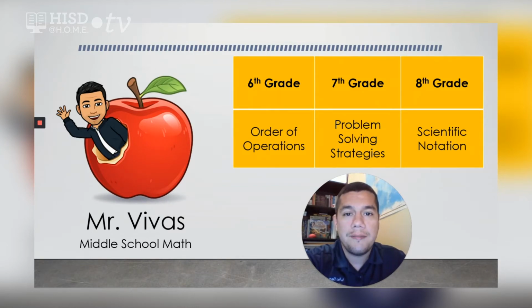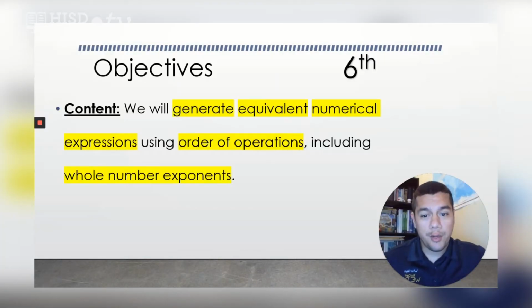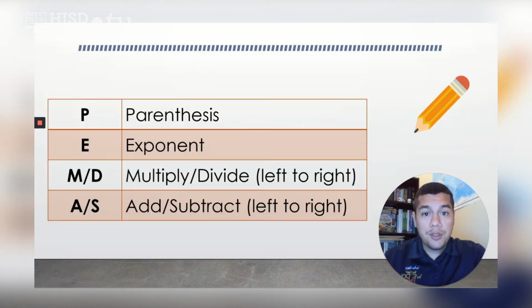Let's get started. For our sixth graders, our objective is we will generate equivalent numerical expressions using order of operations, including whole number exponents. The first thing that we want to introduce is the order of operations. Every time that you see the pencil on top, it means that you have to put this in your notes.